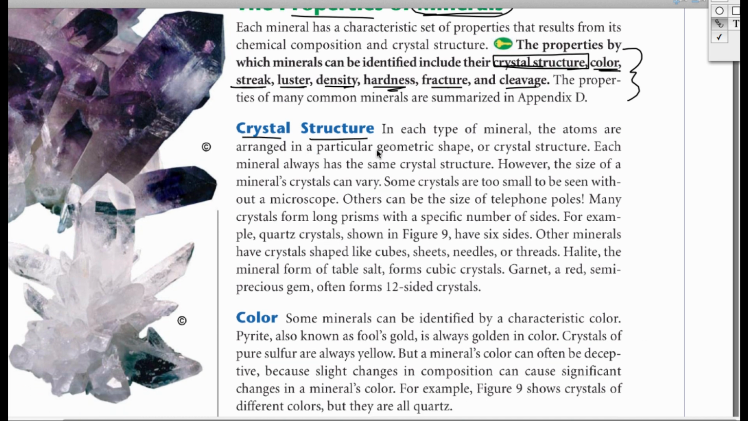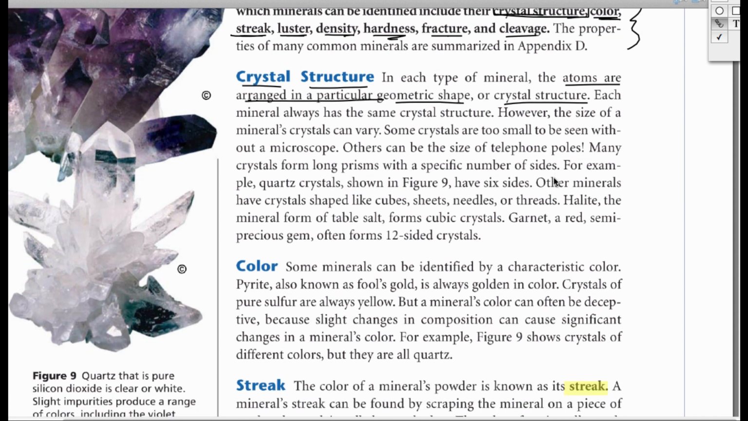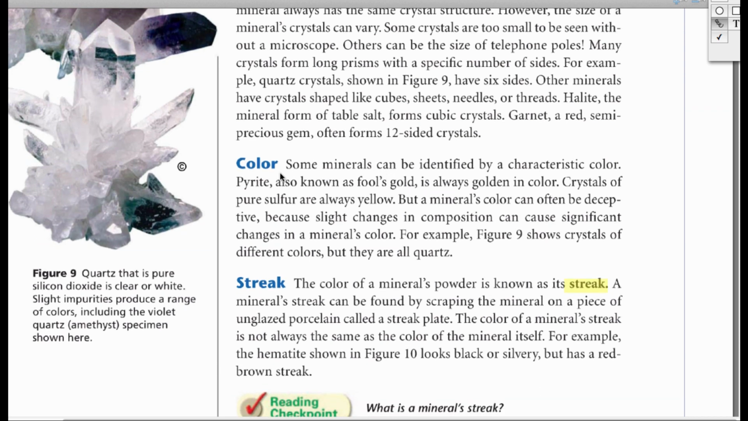The crystal structure is just basically the arrangement of the particles that make up the mineral. It is the atoms, how are they arranged, in what shape, and in what structure. Color. Now color is not a distinguishing feature, so you might have one mineral that has different colors. One specific mineral can be in different colors, or different minerals can have the same color, but it is one of the properties that we look at. It's not a conclusive one, but it's one of them.